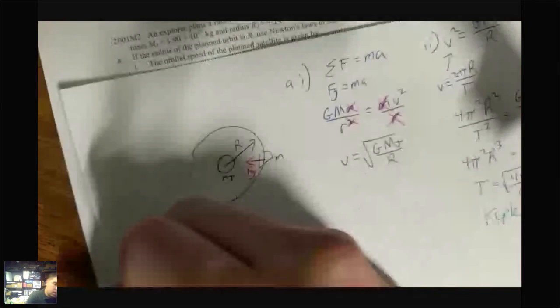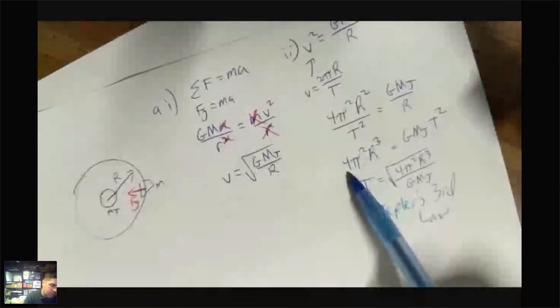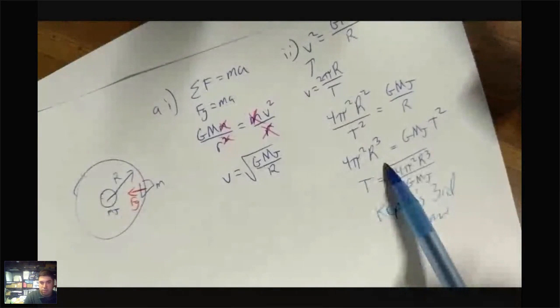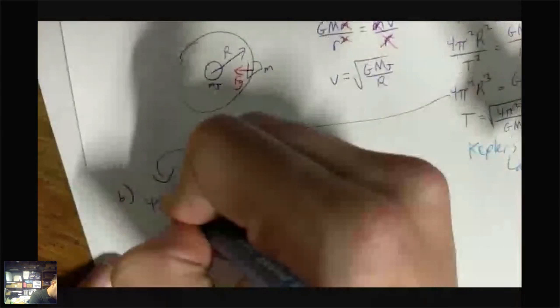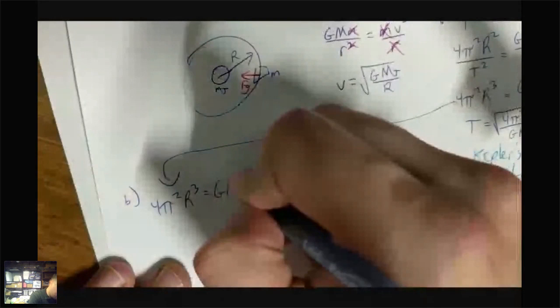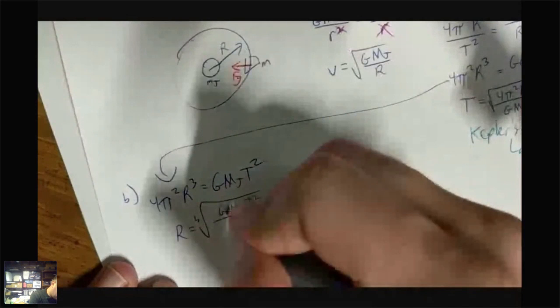In this case, we've pretty much done all the work. We want to take this concept that we just did and solve it for r, and then plug in all the numbers. So I'm going to start with 4 pi squared r cubed equals G times the mass of the planet times the period squared. And then r will be the cube root of G M_J T squared over 4 pi squared.